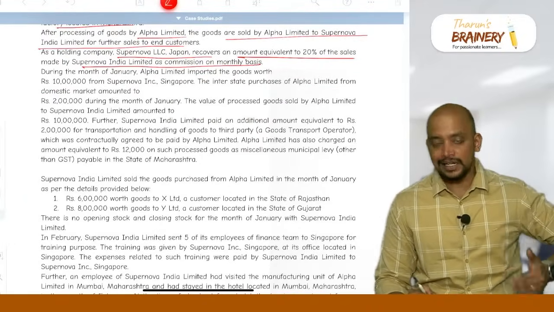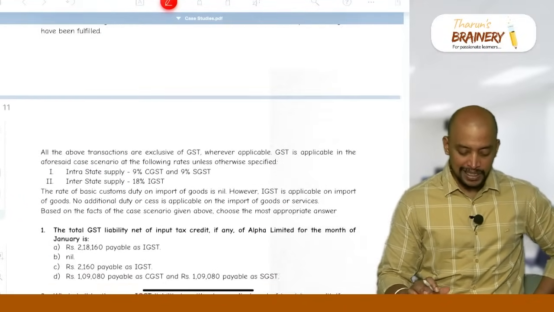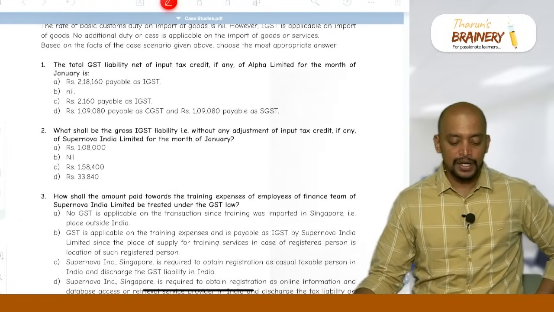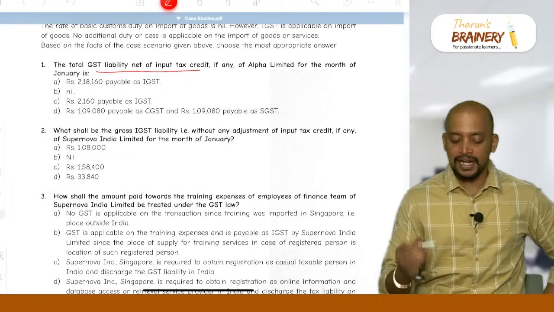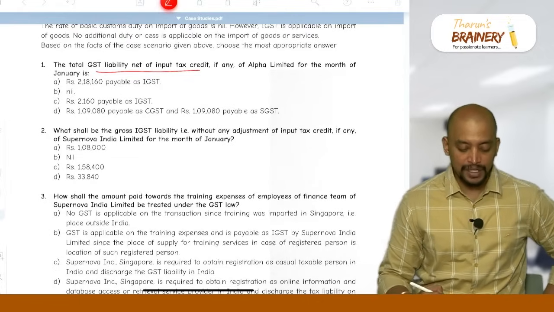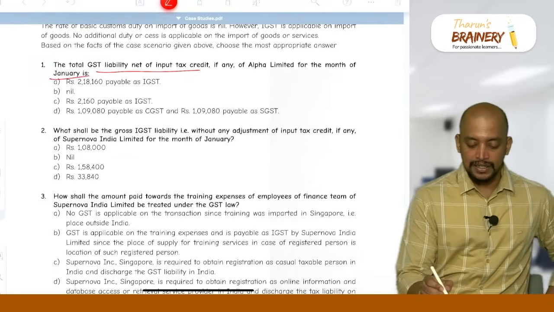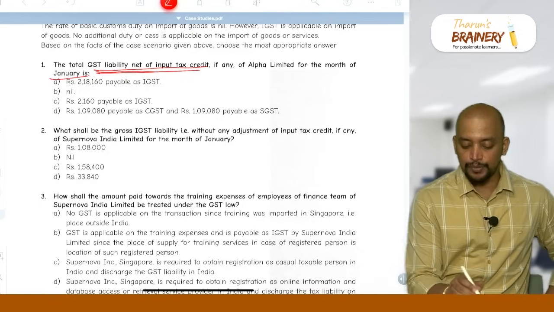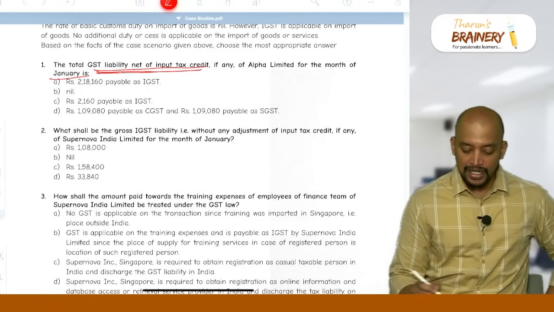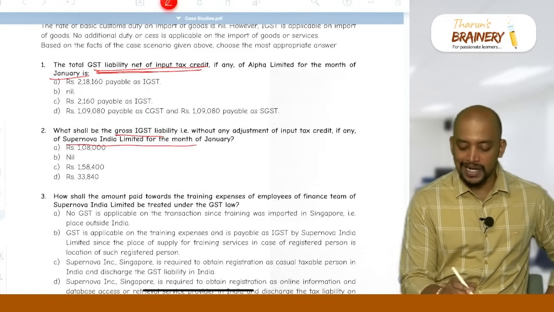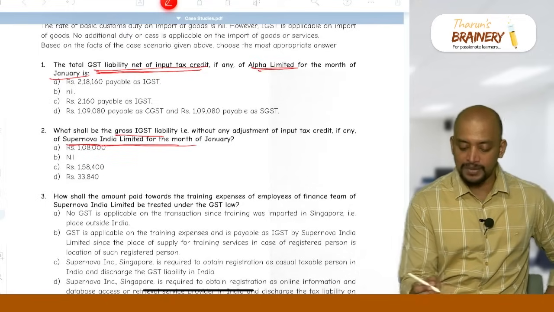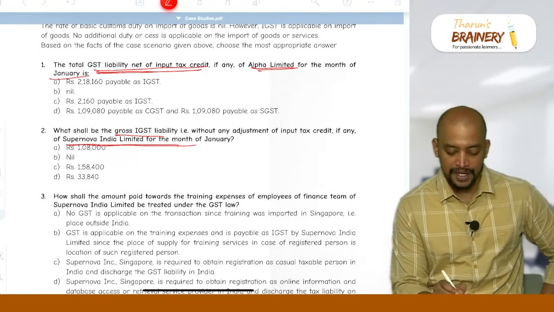Now they gave the details of the transactions. Below that we will see what the MCQs are. Total GST liability net of input tax credit, if any, of Alpha Limited for the month of January is? So total liability net of input tax credit. What shall be the gross IGST liability of Supernova India Limited? First they are asking about Alpha Limited, then Supernova India Limited for January.